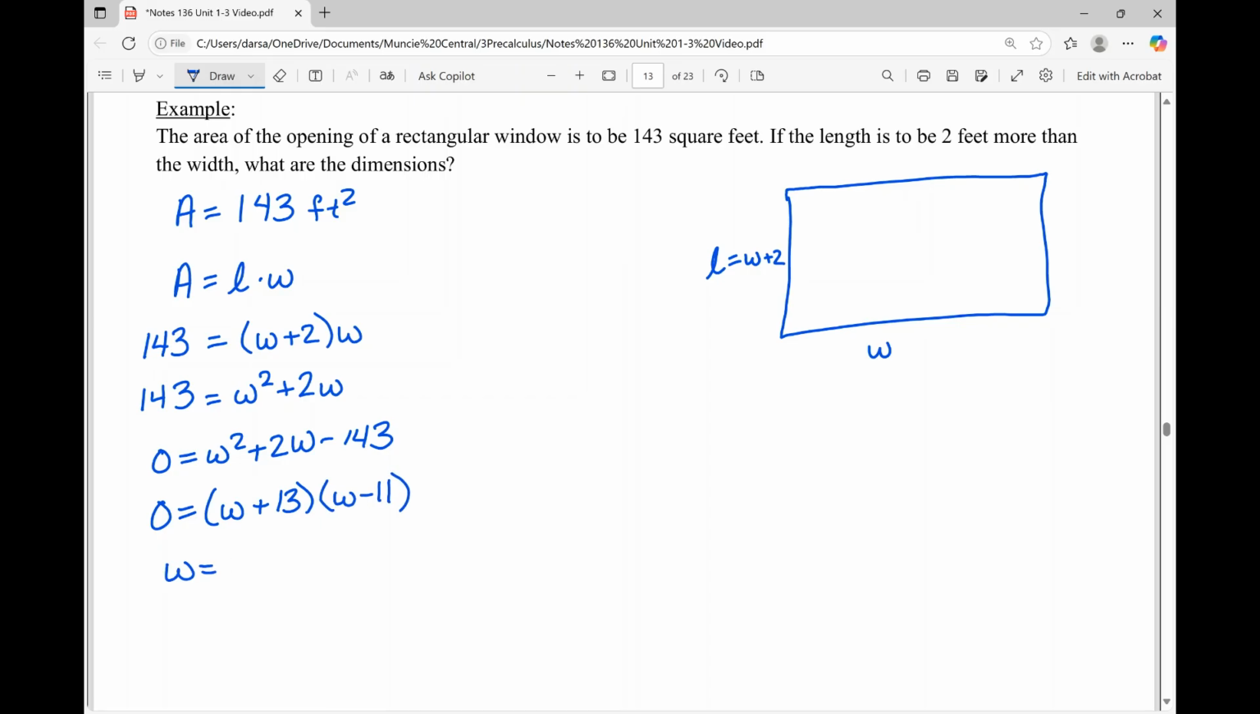Setting each factor equal to 0, we get that the width is either negative 13 feet or positive 11 feet. Which one makes sense? The positive 11 feet. Now, the last thing we need to do is figure out what is the length. Well, remember, length was take the width and add 2 to it.